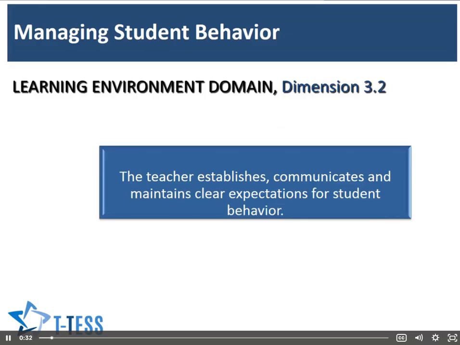Managing student behavior is the second dimension in the learning environment domain, Dimension 3.2. The definition for this dimension states the teacher establishes, communicates, and maintains clear expectations for student behavior. Teachers with effective classroom management and management of student conduct create an atmosphere that positively enhances learning, as there are no distractions for students.